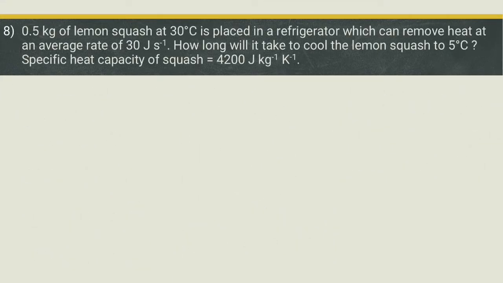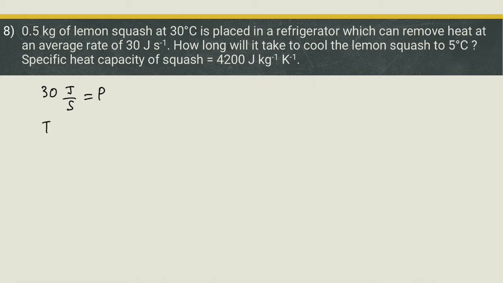Hi everyone, welcome back. Let us start question number 8 of exercise 11a. 0.5 kg of lemon squash at 30 degrees Celsius is placed in a refrigerator which can remove the heat at an average rate of 30 joule per second. So what is 30 joule per second? 30 joule per second is power. How long will it take to cool the lemon squash to 5 degrees Celsius?